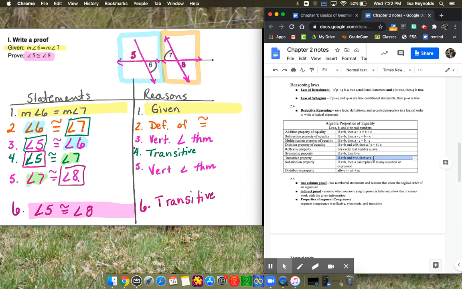So you have to know what your rules, postulates, and properties are in order to be able to complete and write a proof. But everybody should be able to complete at least 3 pieces. You should be able to at least get the first statement, the first reason, and the last statement, because the first statement and reason are the given, and your last statement is always what you're trying to prove.